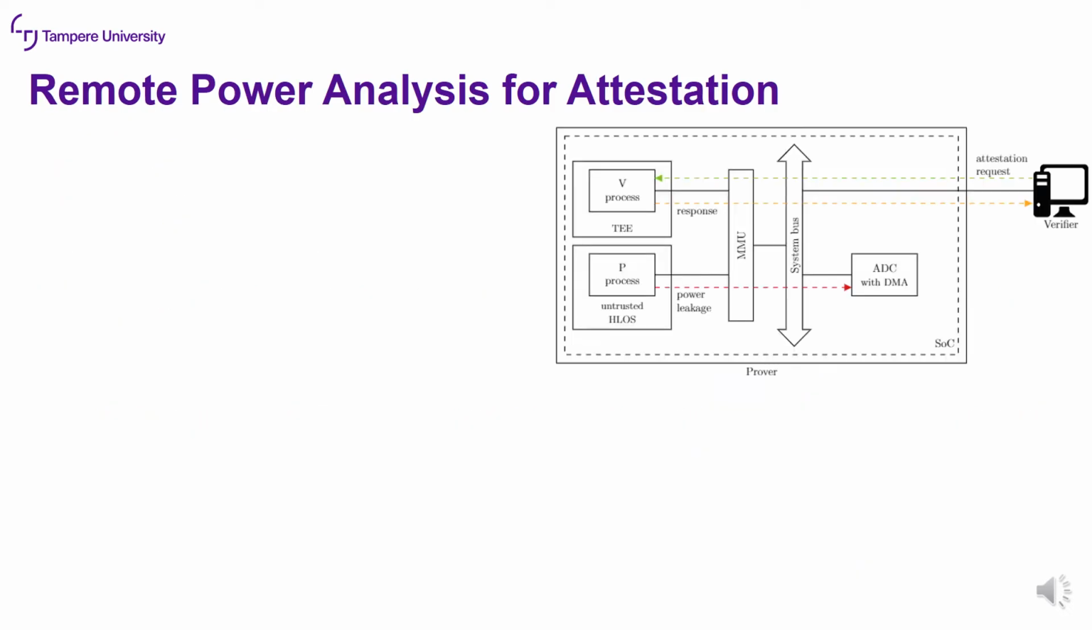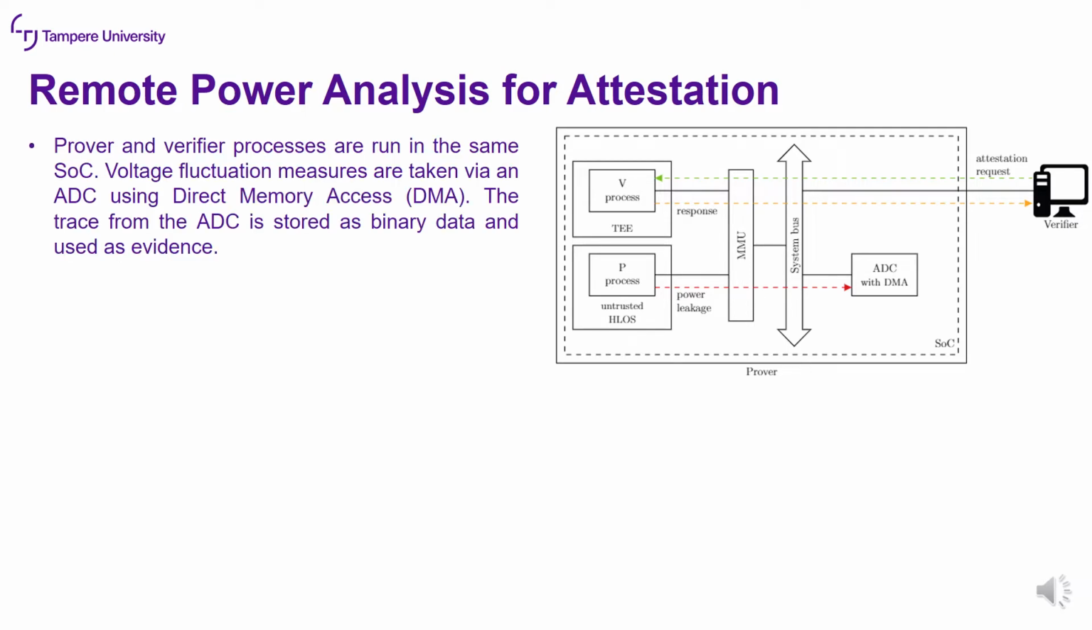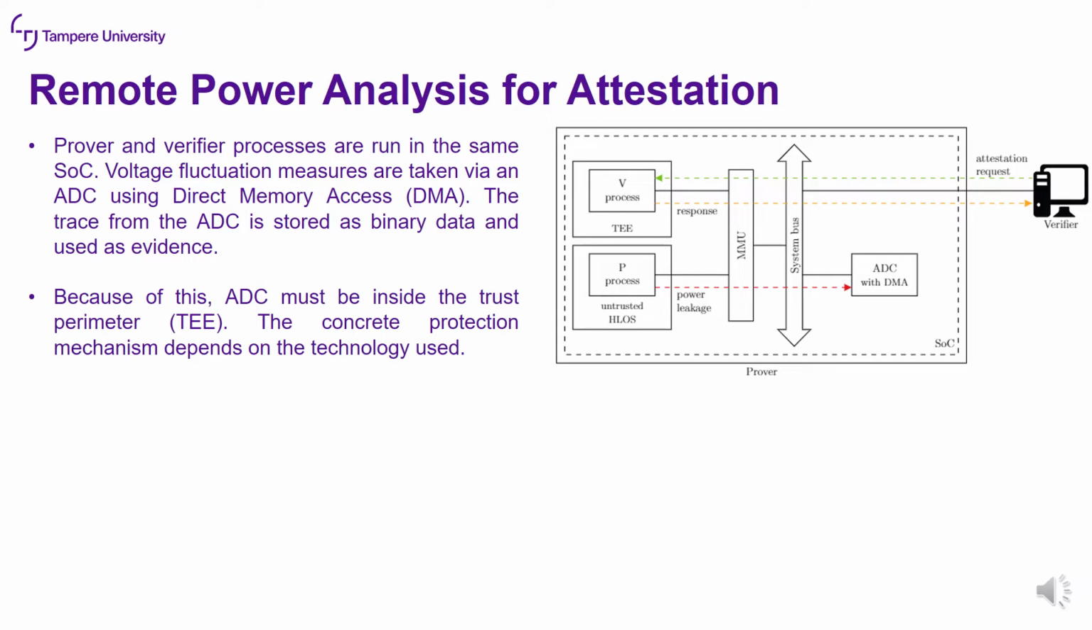As we can see in the figure, in our case, the prover and the verifier processes are running on the same system on chip. What we do is to use an ADC, an analog to digital converter, that captures voltage fluctuations in the power distribution network using direct memory access. The trace containing the information of the voltage fluctuations is stored as binary data and used as evidence in our attestation procedure. For this reason, the ADC is inside the trusted execution environment, the TEE, but how this happens in practice depends on the TEE technology.